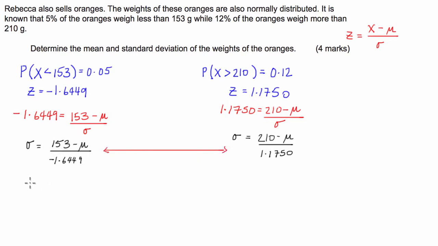So I'm going to have 153 subtract the mean on negative 1.6449 is equal to 210 subtract the mean divided by 1.1750. Cool, so what I'm going to do is I'm going to take the denominators, each to their equivalent side. So this one here is going to go up to there, and this one here is going to go up to there.